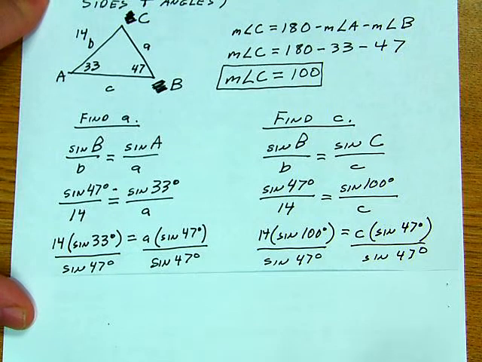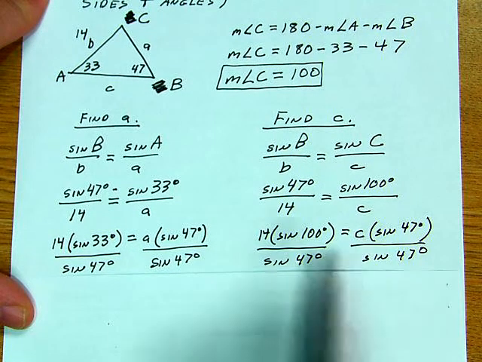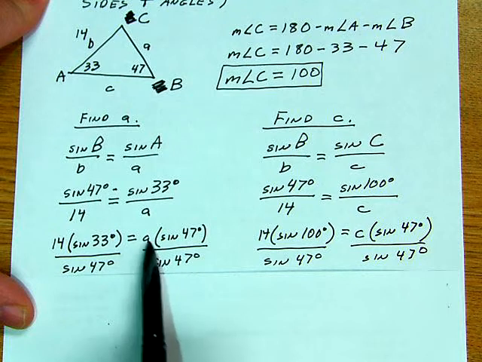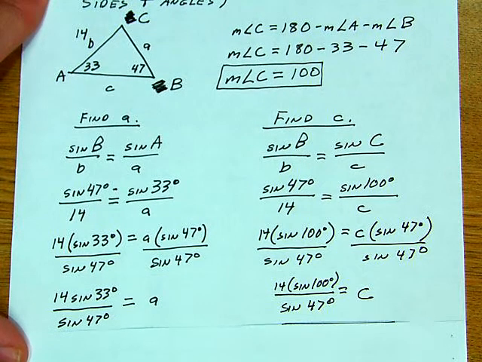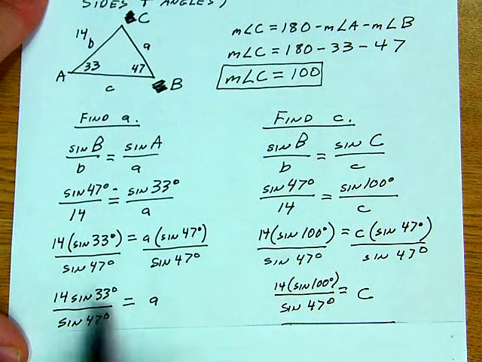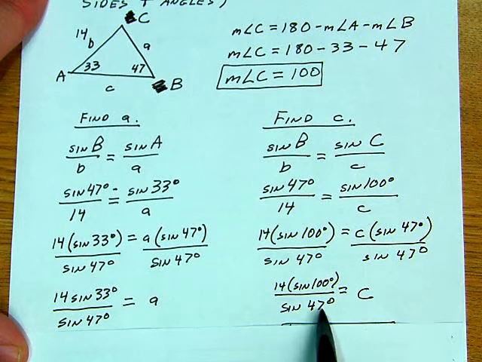Now we're going to divide by the sine of 47 on this side to get C by itself, and on this side the same thing to get A by itself. So we end up with the following equations. A is equal to 14 times the sine of 33 all over the sine of 47, and C is equal to 14 times the sine of 100 all over the sine of 47.